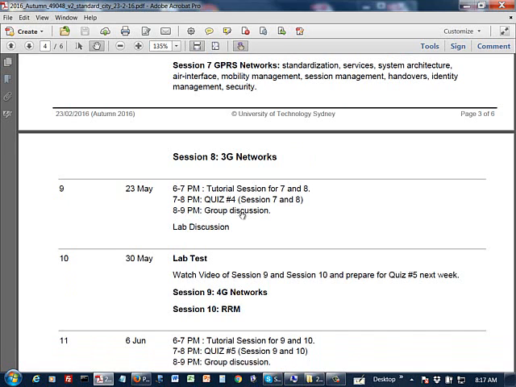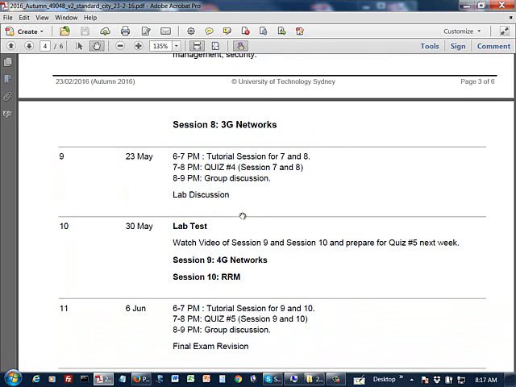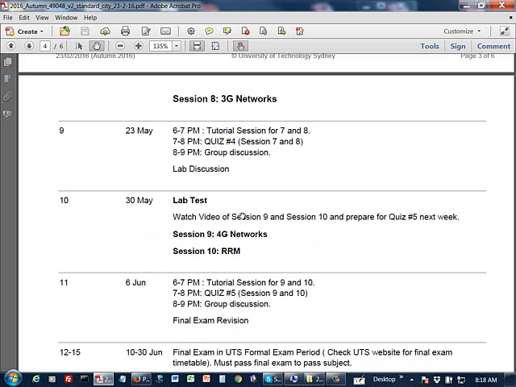And the following week is the week that you will have your lab test. So by this point in time, by the 30th of May, you should have completed all the labs, and you should have all your lab readings recorded in your lab handbook, and you can use your lab handbook during the lab test. And in the same week after your lab test, I would encourage you to start going through session 9 and session 10 material so as to prepare for quiz number 5 the following week.